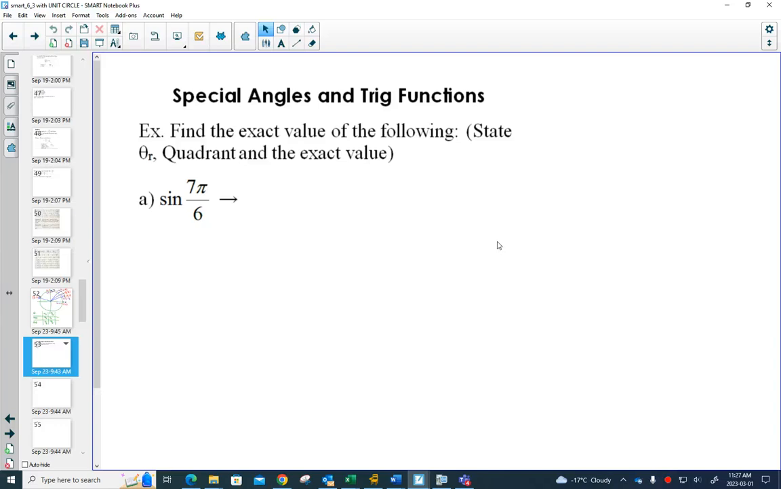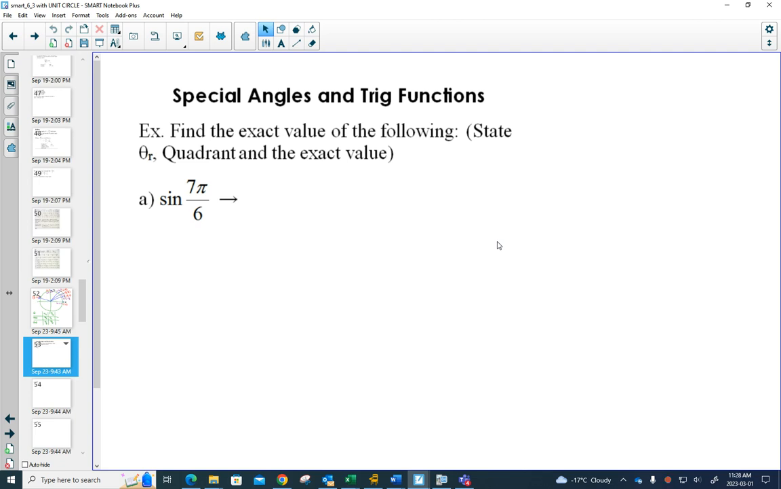You've completed your unit circle quiz. You've got it mostly memorized. Some of you have it completely memorized. Now we're going to see how we use that so that we can do mental math questions.